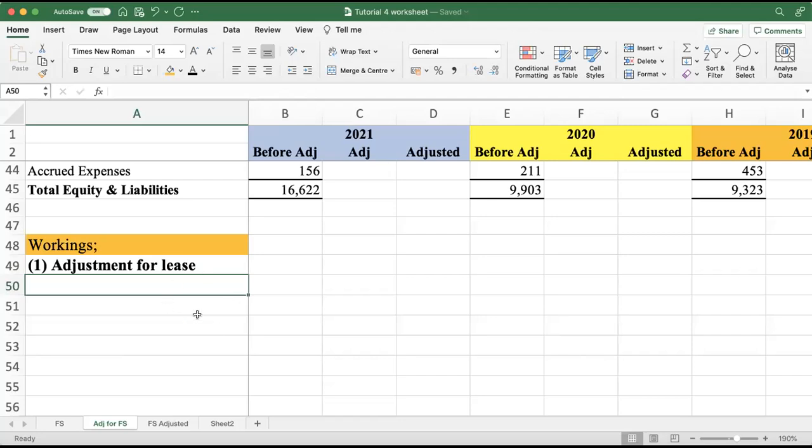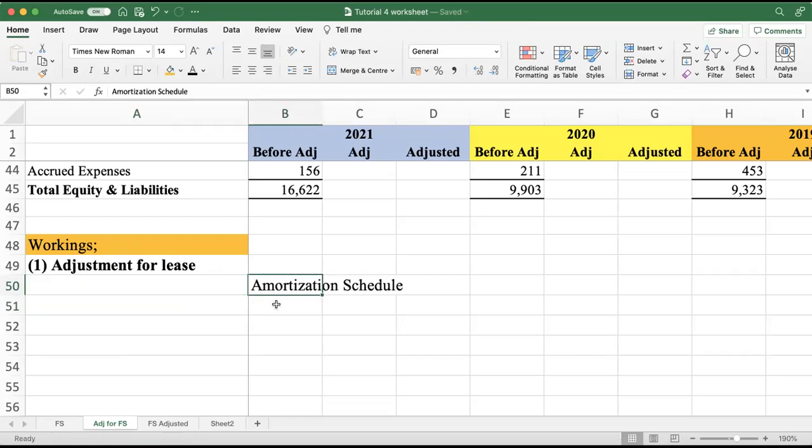Now we need to adjust 2020 and 2021. For the adjustment, we have to prepare the amortization schedule. Lease amortization schedule.